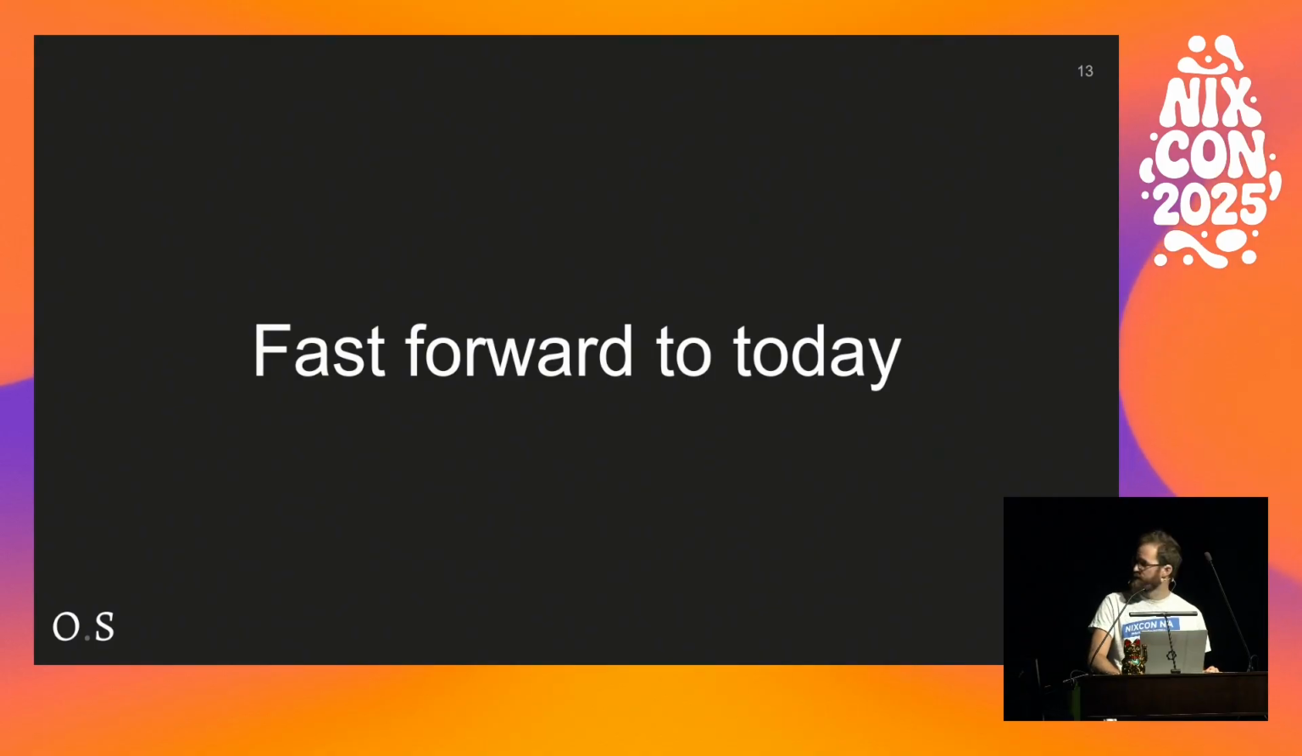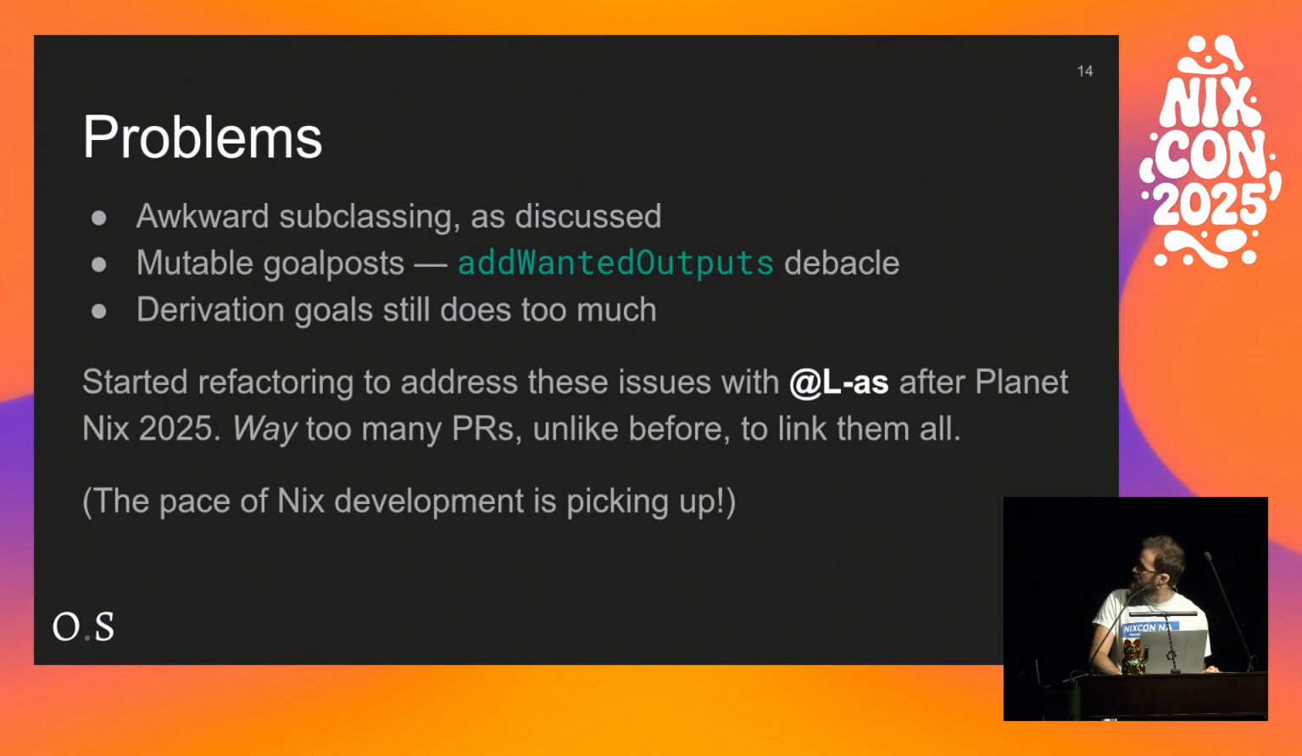Fast forward to today, or rather this year, however, and yeah, we've got the awkward subclassing. We have this also add wanted outputs issue, which I won't really have time to talk about, but this basically has to do with the fact that as you're traversing the graph, you don't always know up front all the outputs you need, so you end up increasing that set in a sort of awkward way. And what I was just mentioning of the derivation goal is that it's doing too much. The division of labor is not quite right.